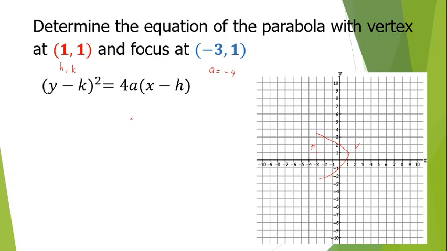Now we can substitute the values of a, h, and k in our standard equation. (y - 1)² is equal to 4 times negative 4 multiplied by (x - 1). We'll have (y - 1)² is equal to -16(x - 1). And that is the equation of the parabola with vertex at 1, 1 and focus at -3, 1.